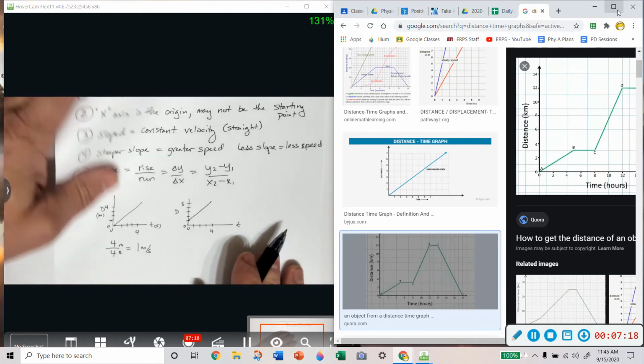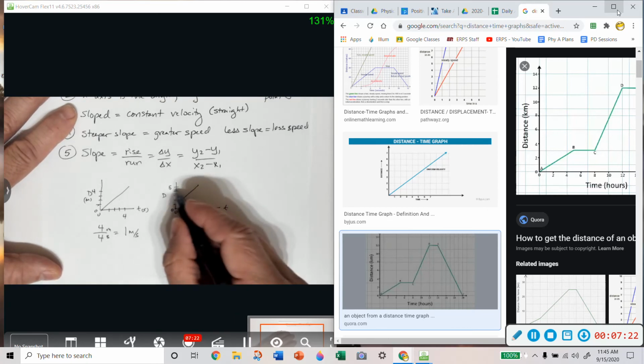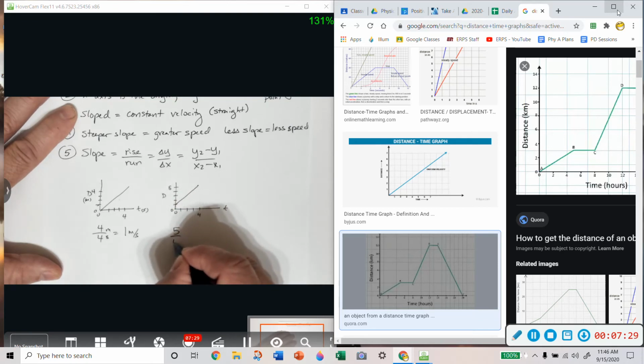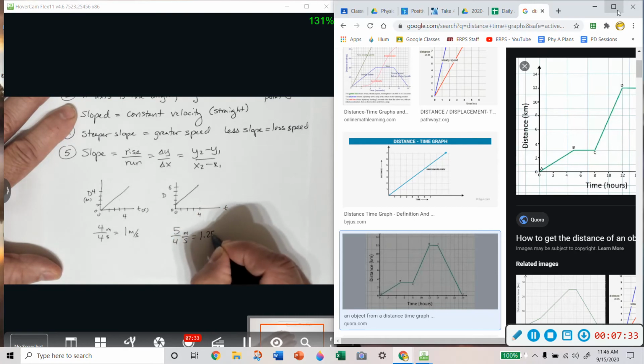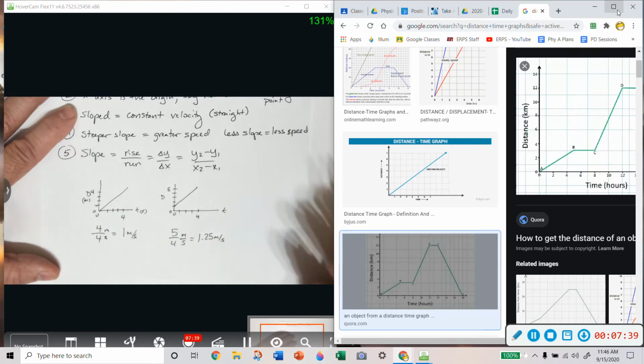Okay? But then what if I do this one, and I'm going to just pick one spot. I'm going to pick the 5 over 4. Let's say that that's what I choose. Then what happens is meters per second, I get 1.25 meters per second, but that is not the correct answer because I told you these slopes are the same, so they're going the same speed.